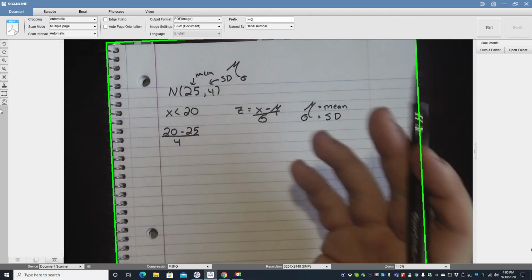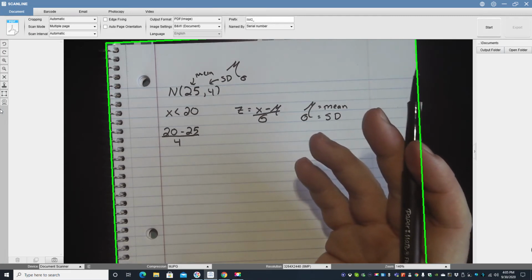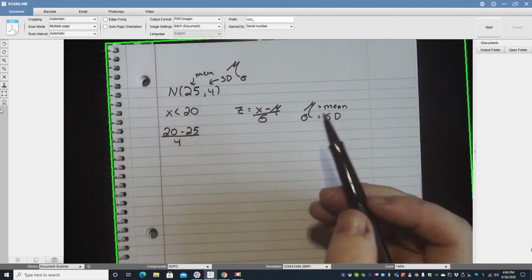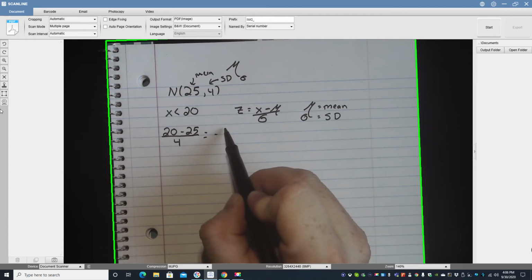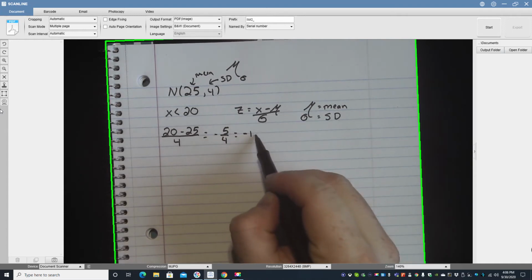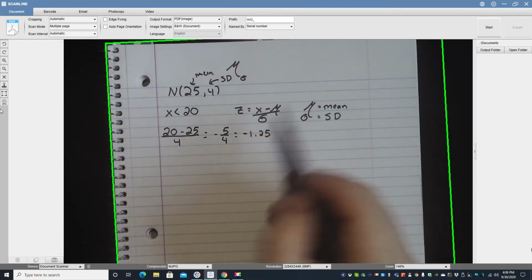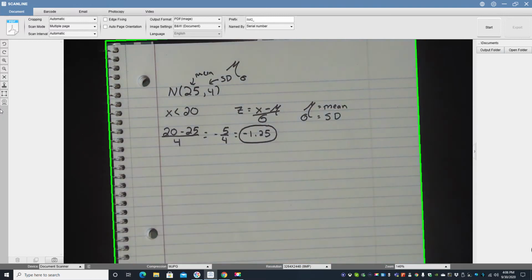Now, technically, you can also do this with the other numbers, and that's perfectly fine. It just would come out a little bit differently with the method we're doing right now. But this comes out to be negative 5/4, which is negative 1.25. Okay, and this number is important. What we need is a decimal number rounded to 2 decimals. So if it's not rounded to 2 decimals, you're going to have to round it.